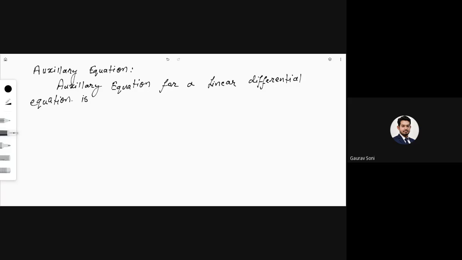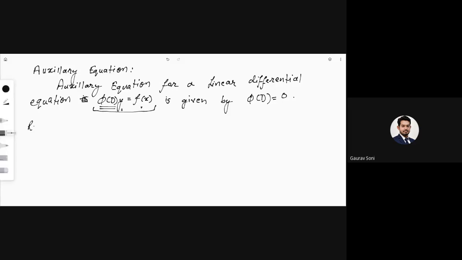The auxiliary equation for a linear differential equation phi of D acting on y is equal to f of x is given by phi of D equal to 0. So whatever differential equation we have, phi of D means the polynomial of derivatives acting on y is equal to f of x, and the auxiliary equation will be given by phi of D is equal to 0.